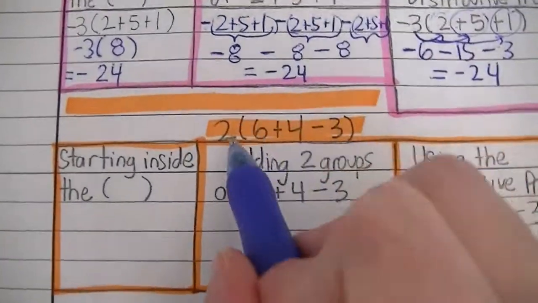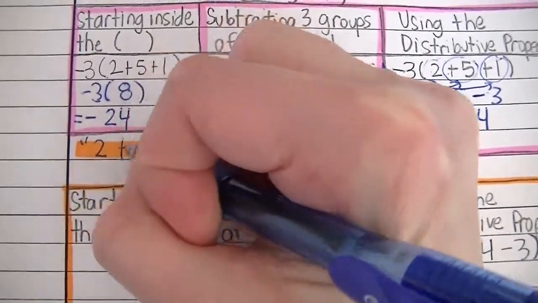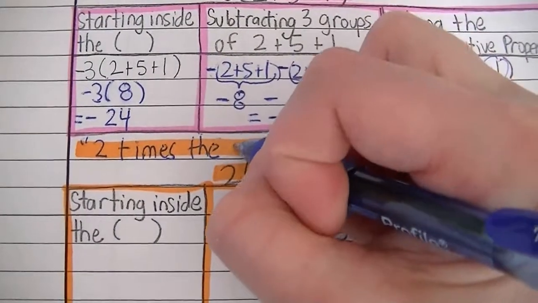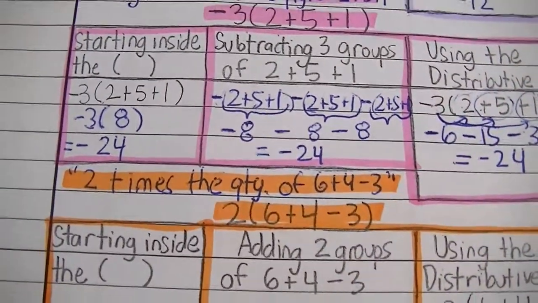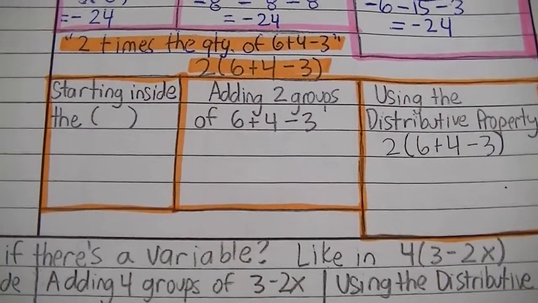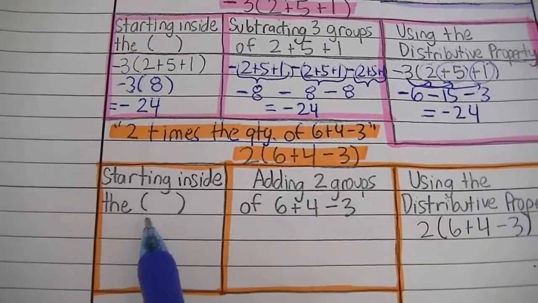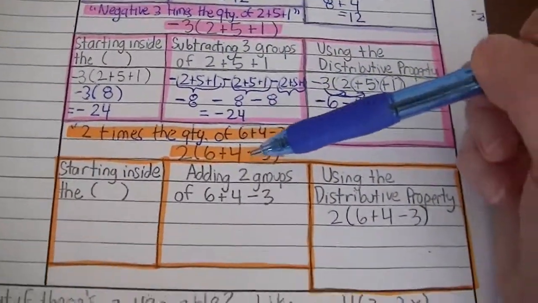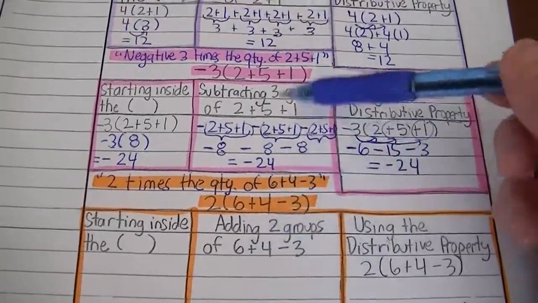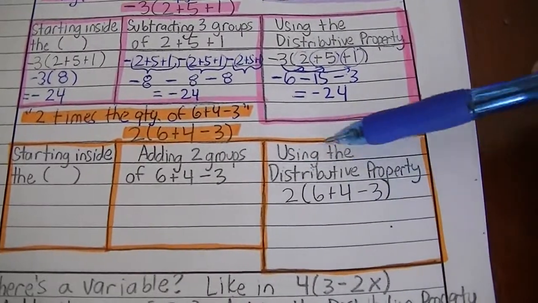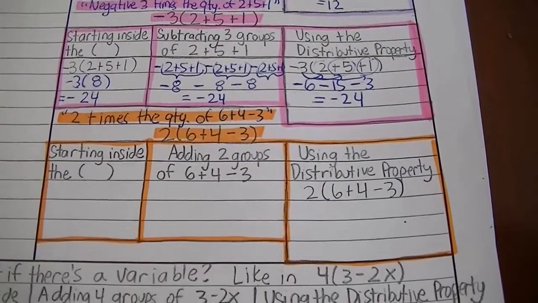The third example, 2 times the quantity of 6 plus 4 minus 3. I'm going to abbreviate quantity again, QTY, of 6 plus 4 minus 3. Okay, let's go ahead and try those 3 ways, but this time I want you to do it yourself. I'm going to be checking this, so I want you to start inside the parentheses, model that. If you have any trouble, you can look above at the top 2 examples up there. Then I want you to do the second way to simplify, adding 2 groups of 6 plus 4 minus 3. If you have any trouble, look at the top 2 examples. And then the third way, I want you to simplify it using the distributive property. Okay, and again, look at the top 2 examples up there if you have any trouble. Okay, we'll be checking those.